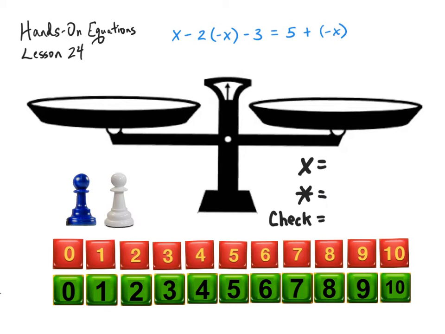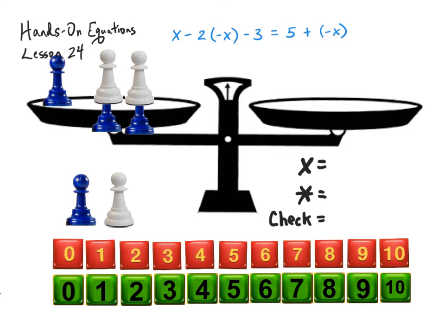x minus 2 of the negative x's minus 3 equals 5 plus negative x. Remember that negative x just means star. So if you're really bothered by this negative x, just think of it as a star instead of a negative x. When we begin to set this up, we have an x, and then we're trying to subtract 2 of the negative x's. Well, I can't subtract 2 negative x's until I have 2 negative x's, but I have to make sure that I add them using zero pairs.